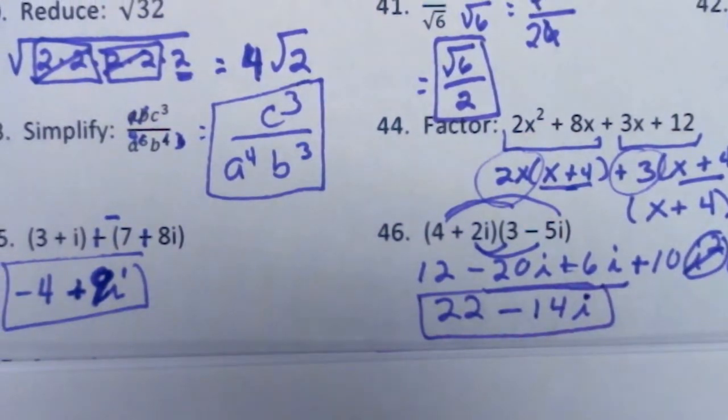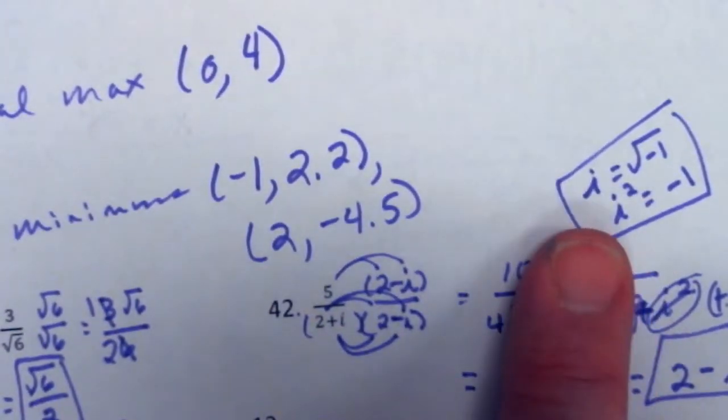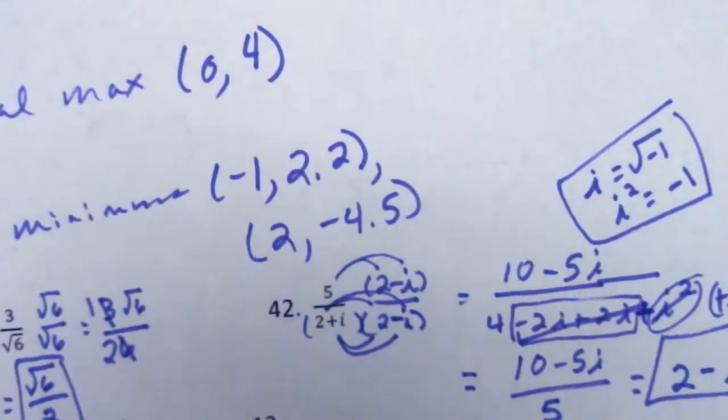All right, we'll stop there. I'll get some more problems on another video. Okay, make sure you make a nice note sheet. Definitely include i equals square root of negative 1 and i squared equals negative 1.